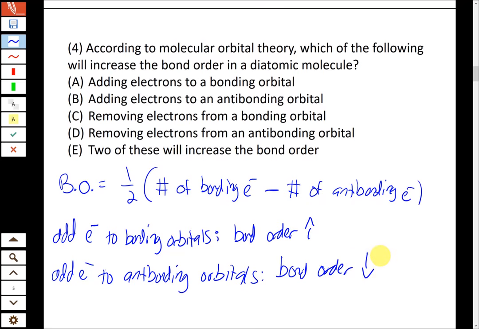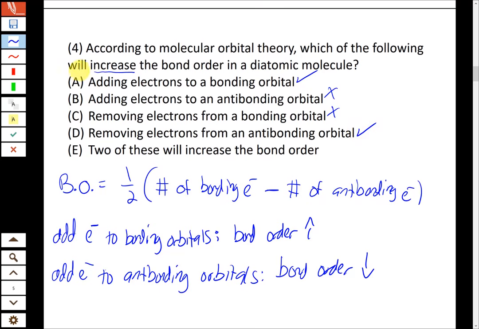Wonderful. All right, so here what we're looking for is the things that will increase the bond order. Adding electrons to bonding orbitals will increase the bond order, so that one is true. If we add electrons to an anti-bonding orbital, that'll decrease it, so it's not that one. And then what happens if we remove electrons? Well, removing electrons is the opposite. If we remove from a bonding orbital, this number gets smaller, and that will decrease bond order. But if we remove electrons from an anti-bonding orbital, that decreases this number, which then increases the overall bond order.